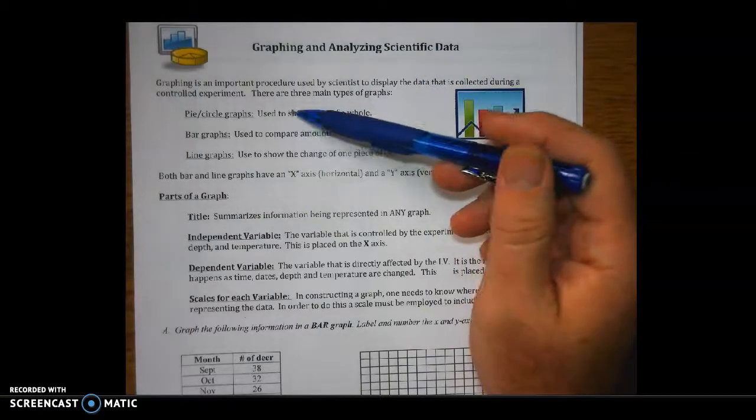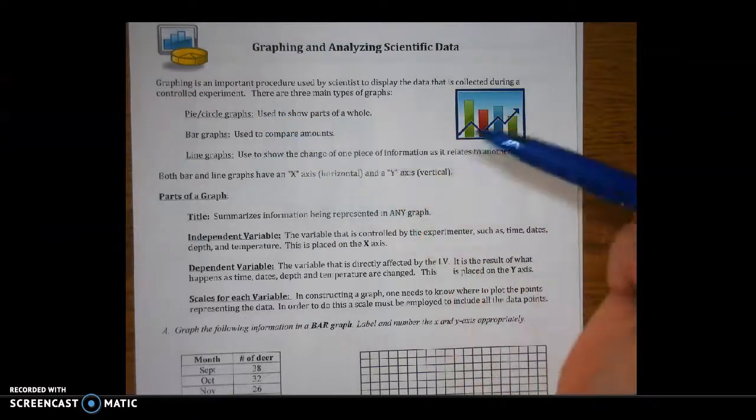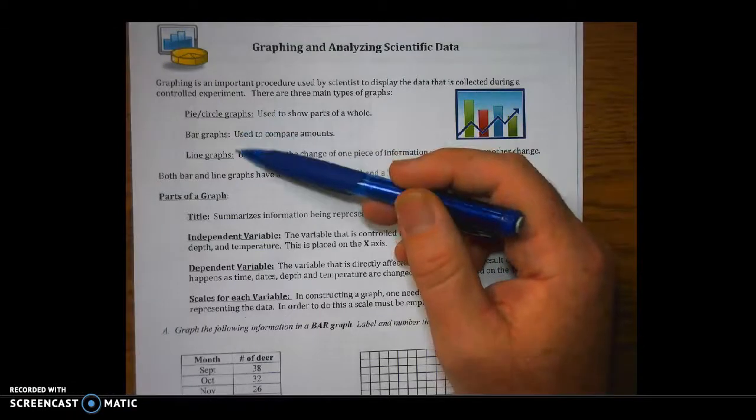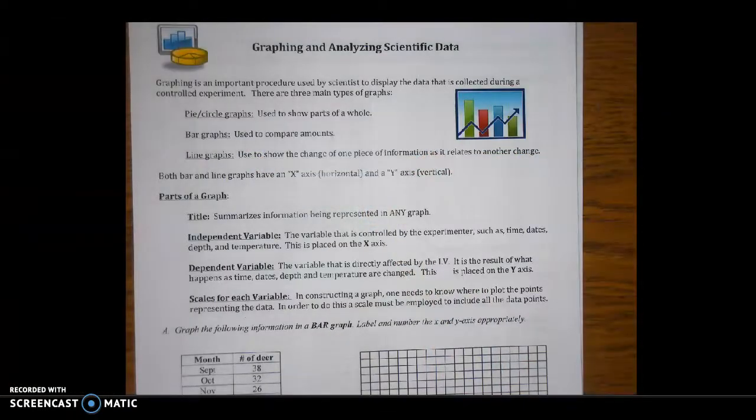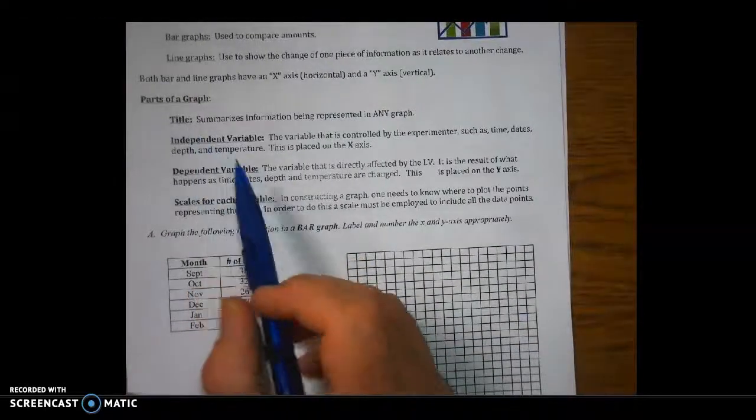We talked about 3 different types of graphs: pie charts, bar charts, and line graphs. We're going to focus on the last 2, bar graphs and line graphs. We're going to do one of each now. Remember, we always have to have a title on our graph.